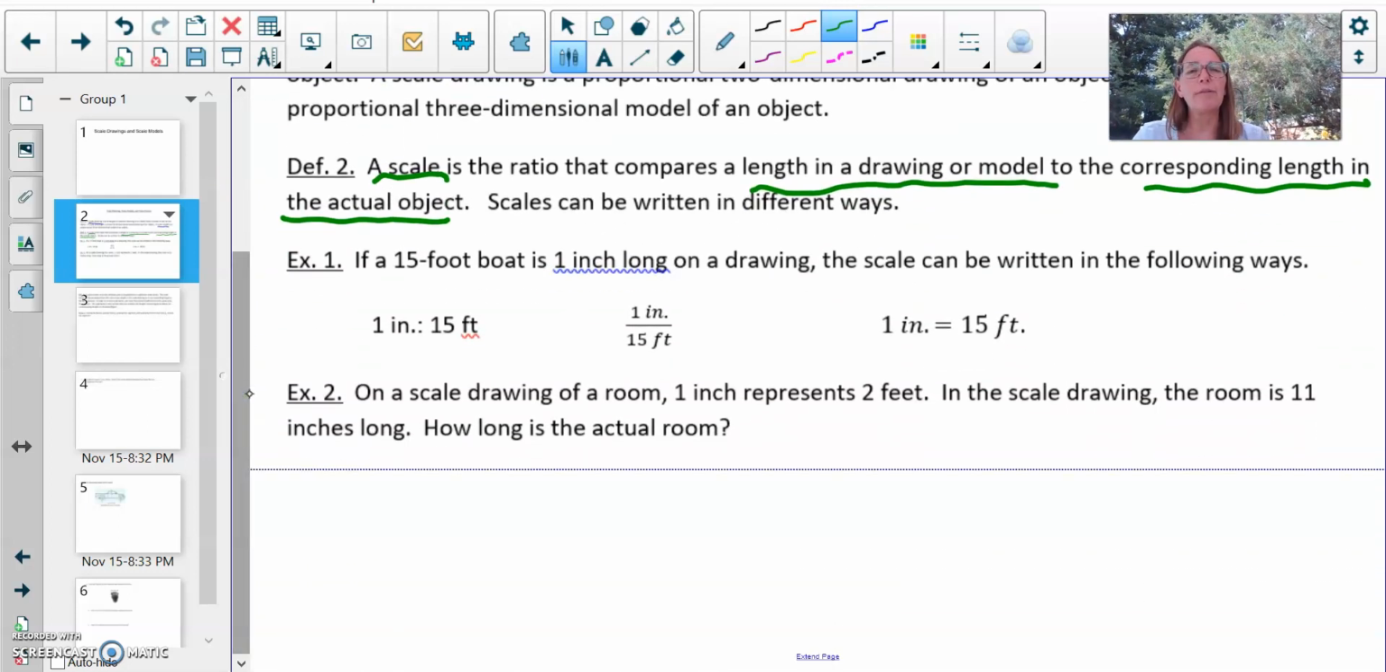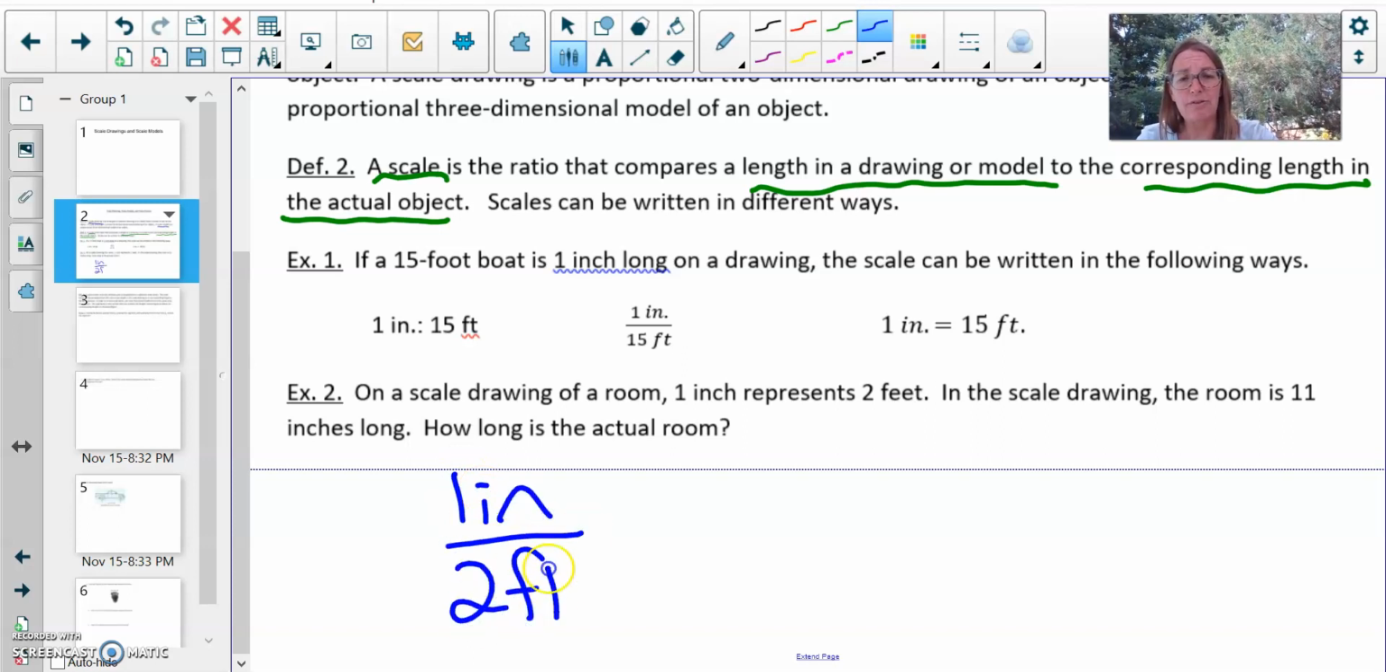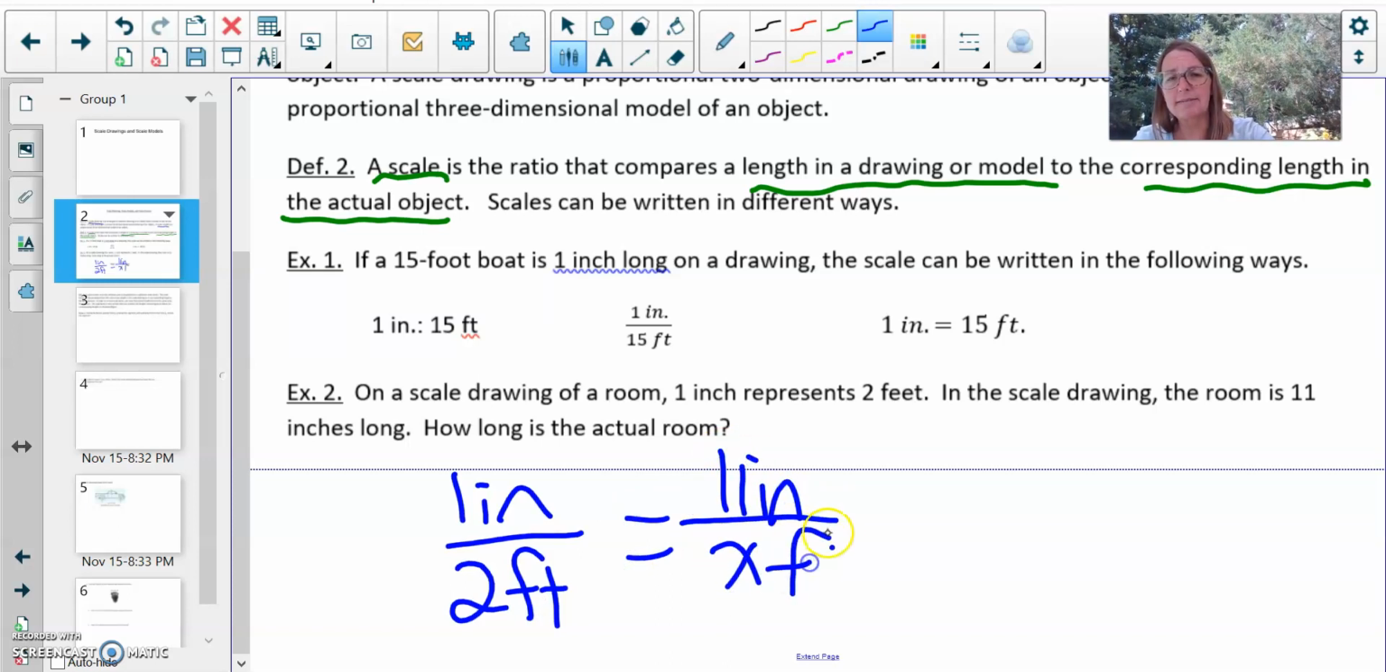In a scale drawing of a room, 1 inch represents 2 feet. In the scale drawing, the room is 11 inches. How long is the actual room? So we can set up our ratios. 1 inch represents 2 feet equals, we have 11 inches over x feet. Okay, and now that we have our proportions set up, you can solve it.